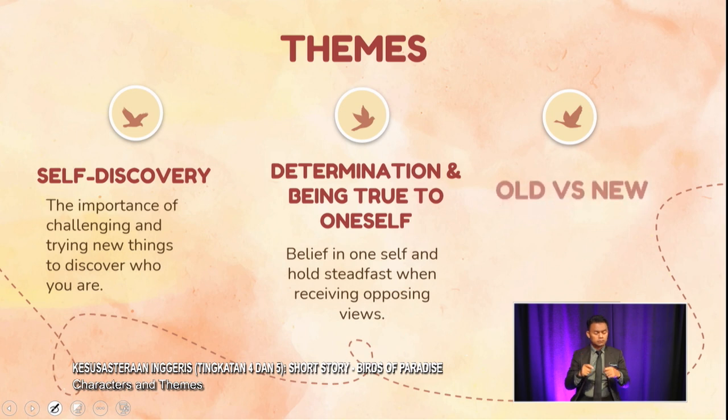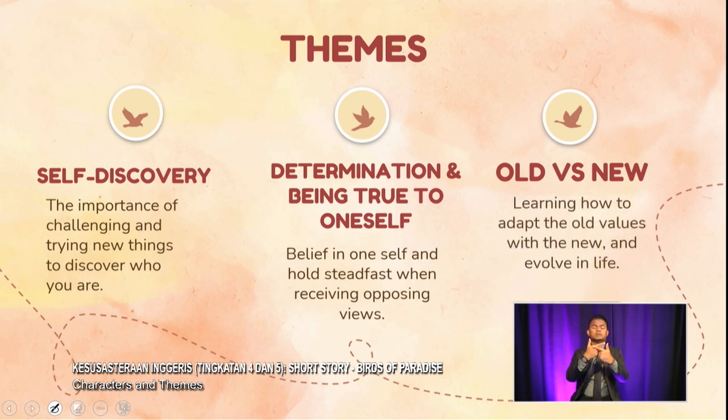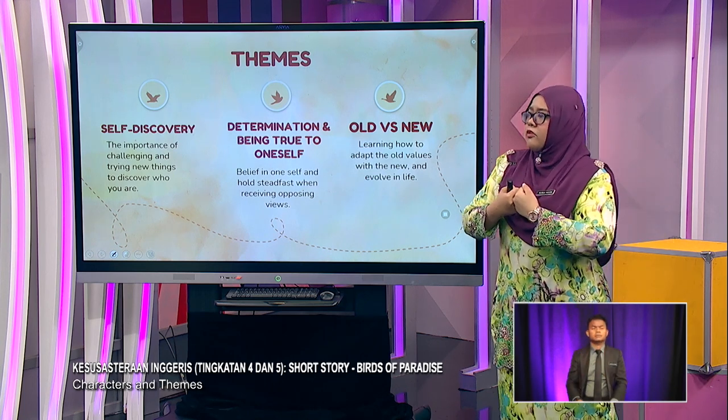And the next one is old versus new. We're not saying that traditions are wrong. But as time goes along, with modern ways of living, we need to learn how to adapt the old values and the new values, because we're evolving in our community, we're evolving in our lifestyle. So we have to find a place where both can work together. Right, Chris? So there are three themes for Birds of Paradise. Correct. Self-discovery, determination and being true to oneself, and old versus new.